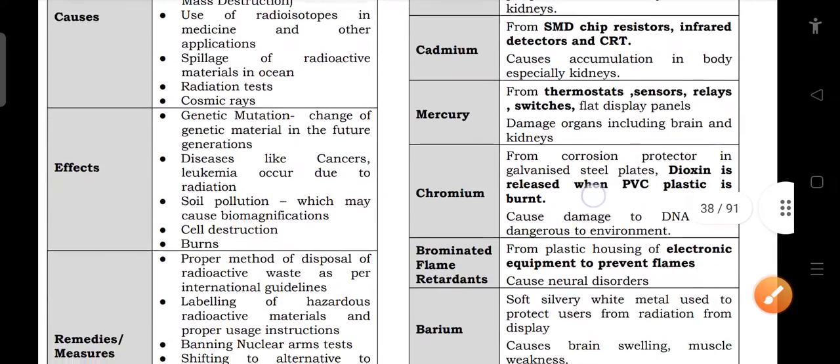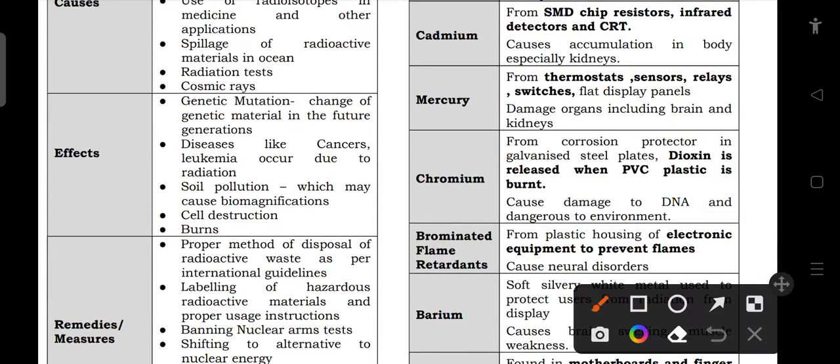Then what are the effects? Genetic mutation. Change of genetic material in future generations. Diseases like cancer and leukemia occur due to radiation.